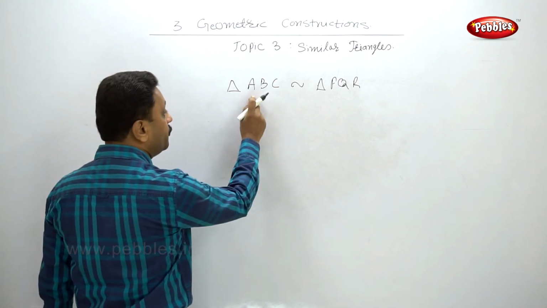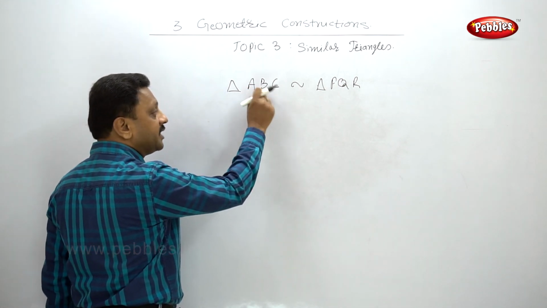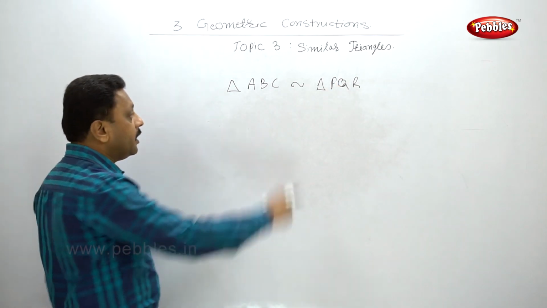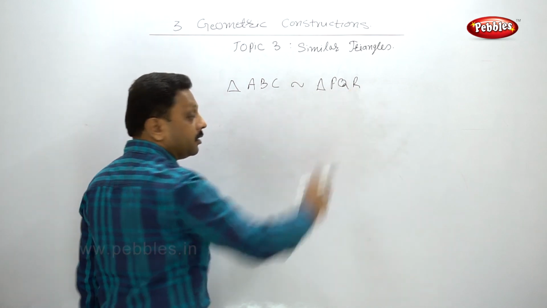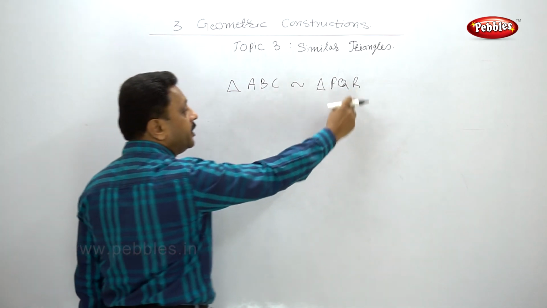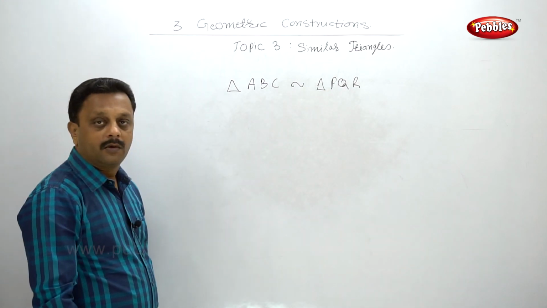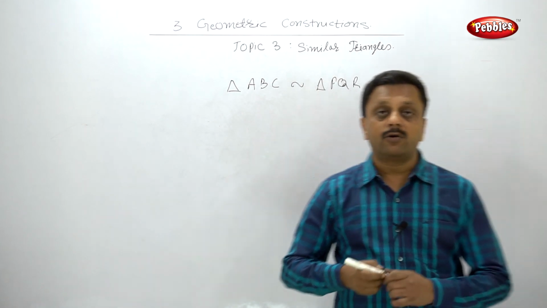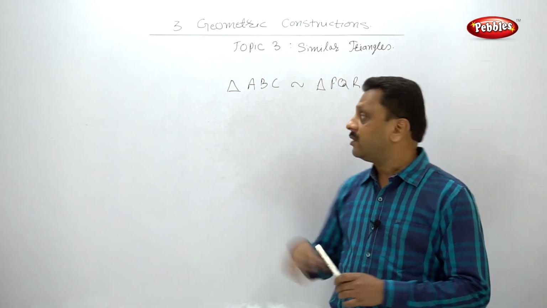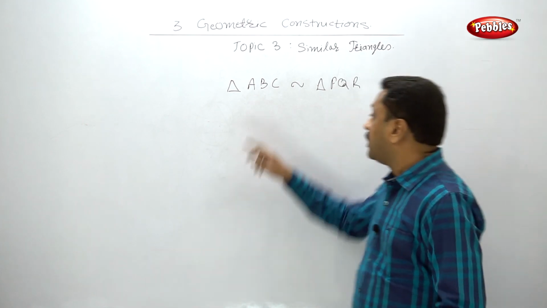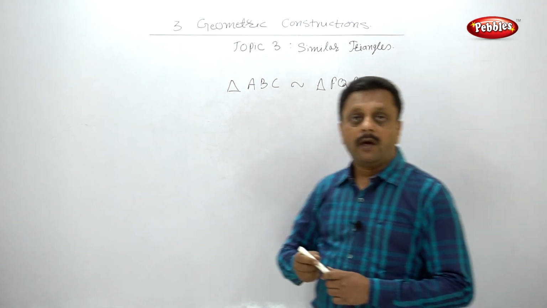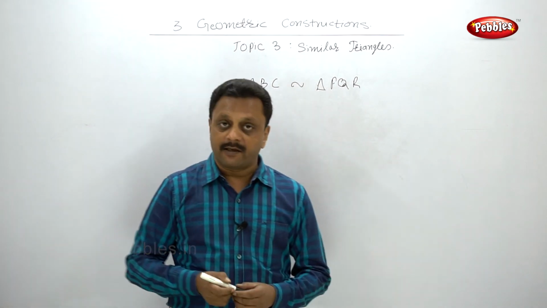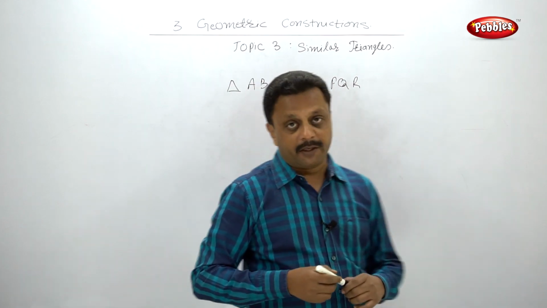For example, if you take AB, that is first and second, then here also you have to take P and Q. If you take BC, then you have to take QR. If you take CB, then here you have to take RQ. Correct? So let us see that if one triangle is given, then how to draw the similar triangle if the sides are in ratio. For example, AB and PQ are in the ratio 5:2 or 7:3. How to draw that triangle, that we will learn in this topic.